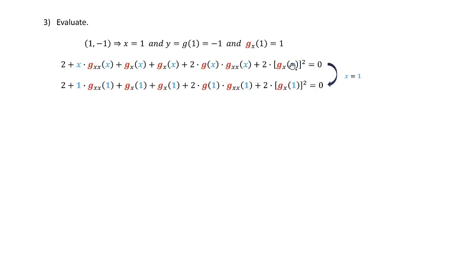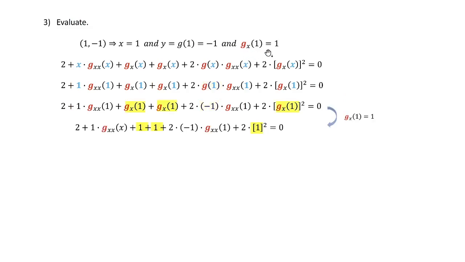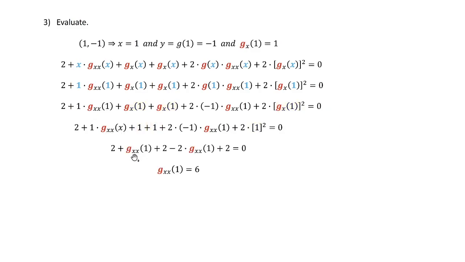Plug in x is 1 everywhere. X is 1, right? Now we also know that g of 1 is -1, so everywhere there's a g of 1, it's -1. But we also know, for a third step, g_x of 1 is 1. So everywhere I have a g_x of 1, I put a 1. And you see the only thing left over is g_xx. Oh, that should have been a 1, right? And so if we solve it, it's just algebra. We have g_xx of 1 is 6.